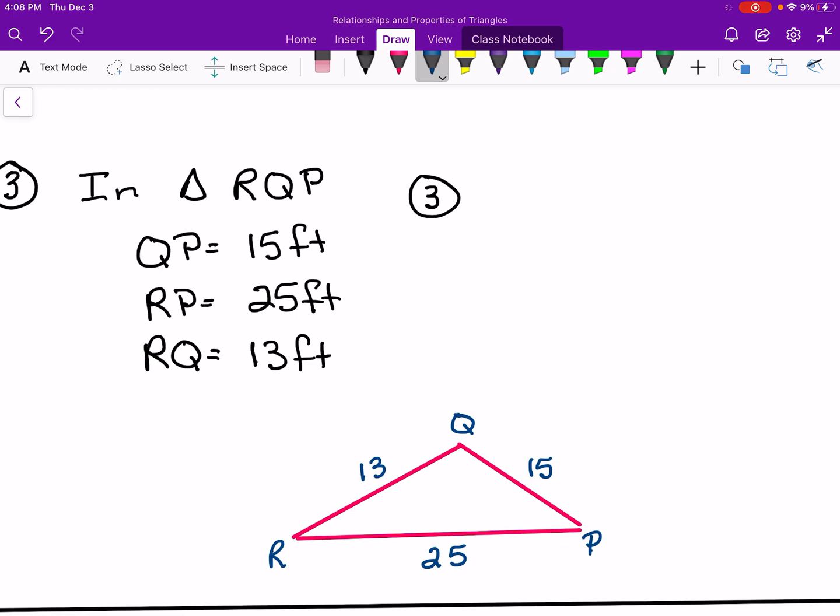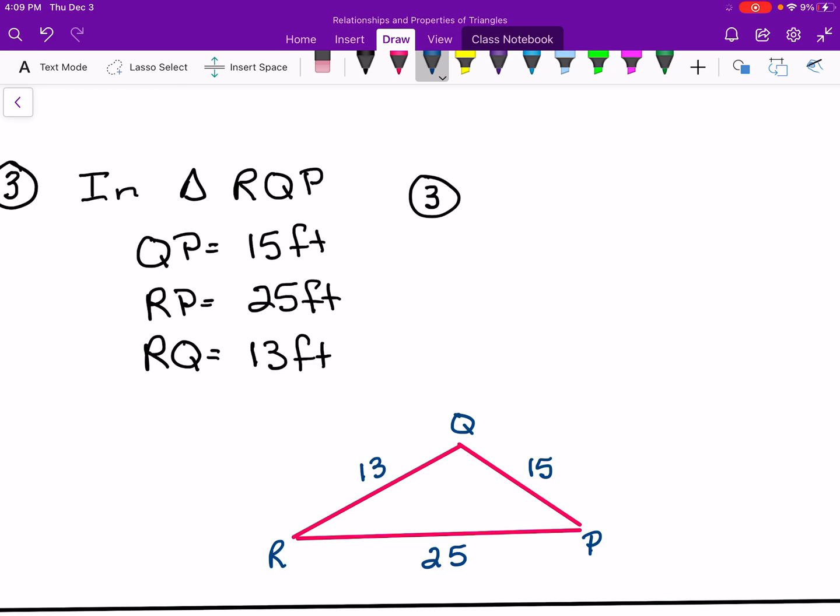This is probably good that I did this because it points out two things. One, your diagram doesn't have to be drawn to scale. You're going to use the numbers to make your decision. And you always want to go back and check to make sure that everything fits the description that's given to you.